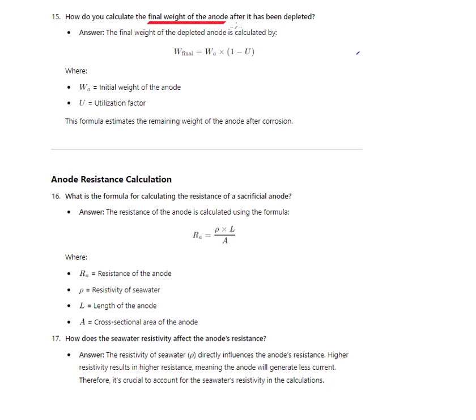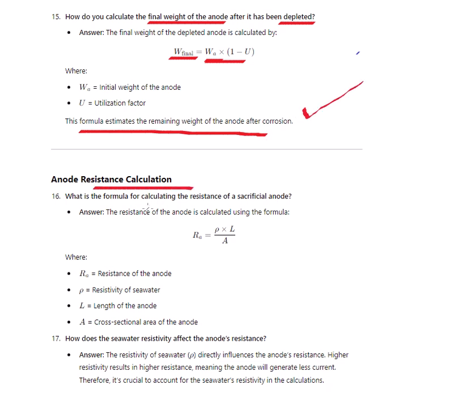How do you calculate the final weight of the anode after it has been depleted? The final weight is the initial weight times (1 minus 0.95). Suppose utilization is 0.95, or 95%, that means 0.05. It's very little, only 5% of the weight is going to remain. This formula estimates the remaining weight of the anode after corrosion.